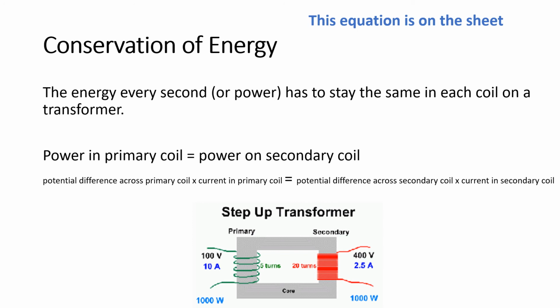This can be seen in the example at the bottom. On the primary coil there is 100 volts and 10 amps, which gives us 1000 watts, and on the secondary coil there is 400 volts and 2.5 amps, which also gives us 1000 watts.